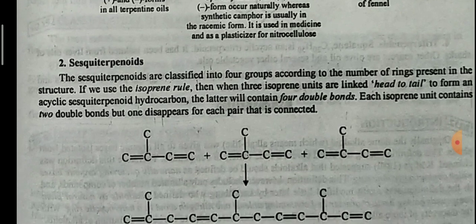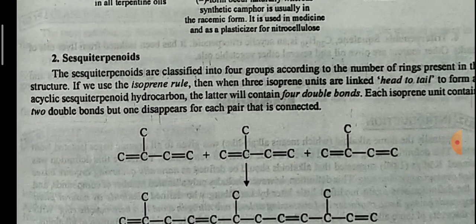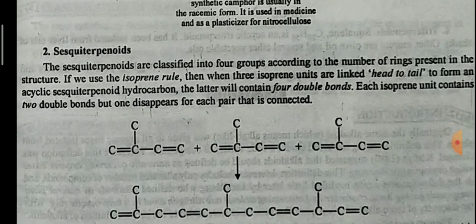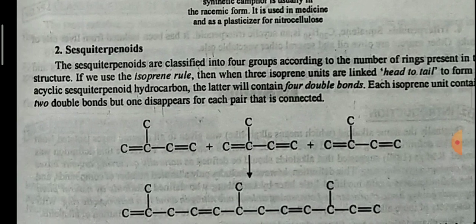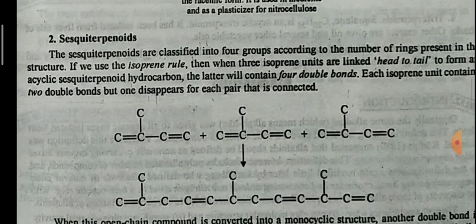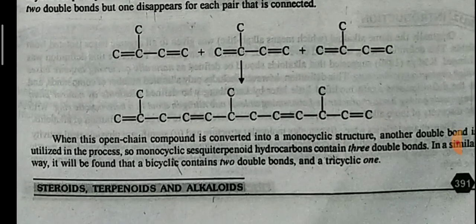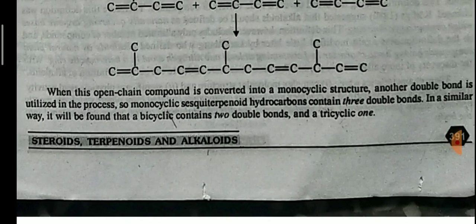Sesquiterpenoids. The sesquiterpenoids are classified into 4 groups according to the number of rings present in the structure. If we use the isoprene rule, then when 3 isoprene units are linked head to tail to form an acyclic sesquiterpenoid hydrocarbon, the latter will contain 4 double bonds. Each isoprene unit contains 2 double bonds, but one disappears for each pair that is connected. When this open chain compound is converted into a monocyclic structure, another double bond is utilized in this process.